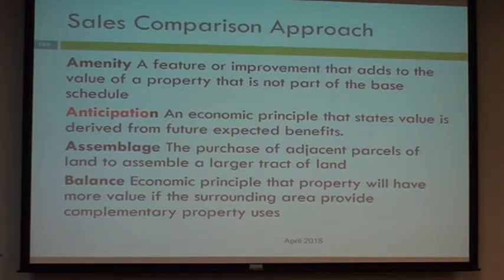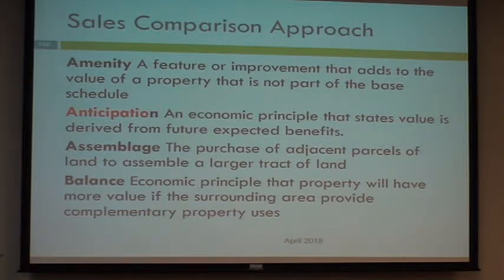How about assemblage or anticipation? That always shows up somewhere in somebody's future. Anticipation is an economic principle that states value is derived from future expected benefits. I told you yesterday, an example is somebody buying a strip center, a retail center, for retirement income. That's called anticipating. Or if you bought a place at the lake to retire on, you could be anticipating retiring there.